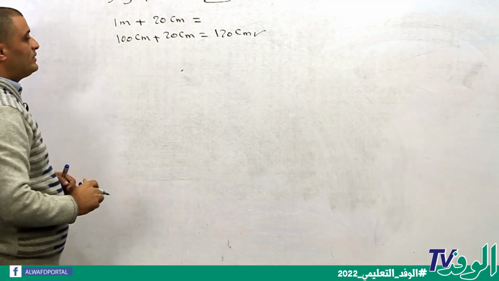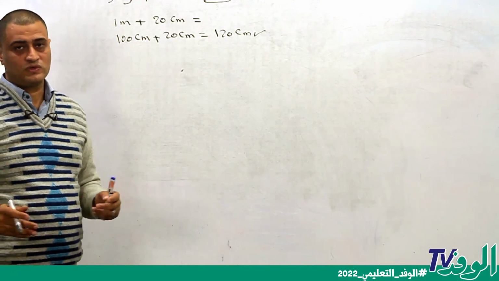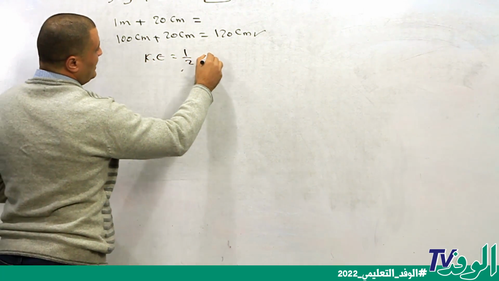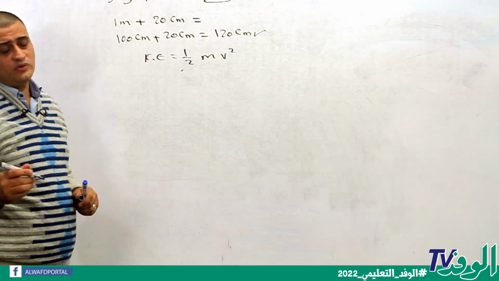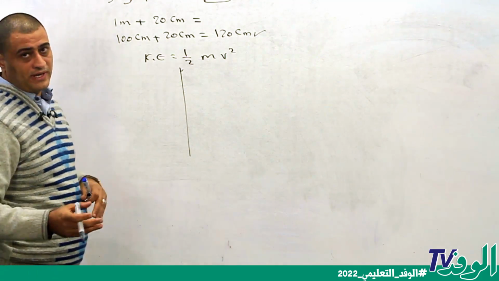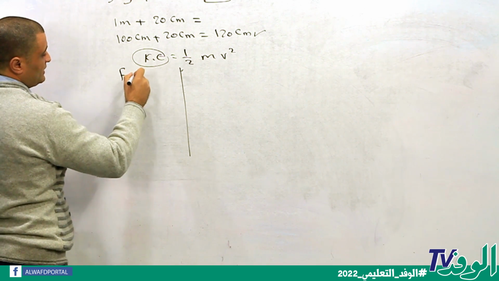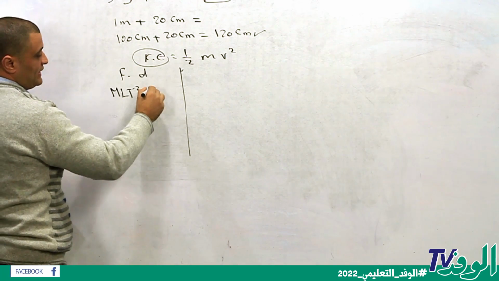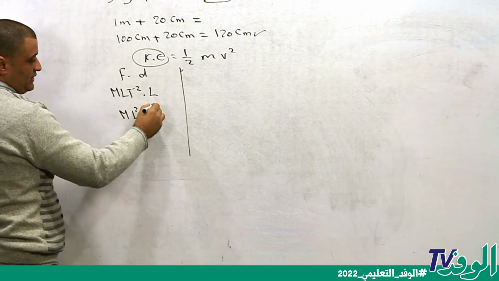Okay. Number two, the function of dimension formula is to verify the physical laws. Suppose we have kinetic energy equals half mass velocity square. By using dimension formula, verify the following law. Here we'll divide our page into two sides, left hand and right hand. Kinetic energy is force multiplied by displacement. Force is M L T power negative 2 and the displacement is L. So finally M L power 2 T power negative 2.